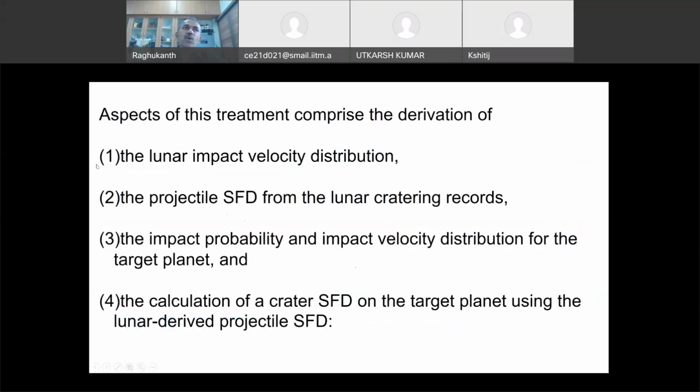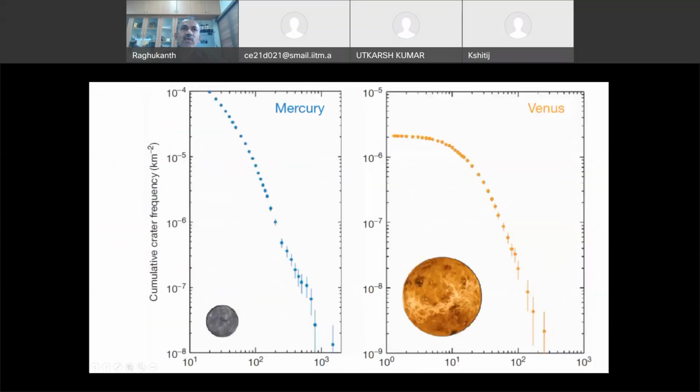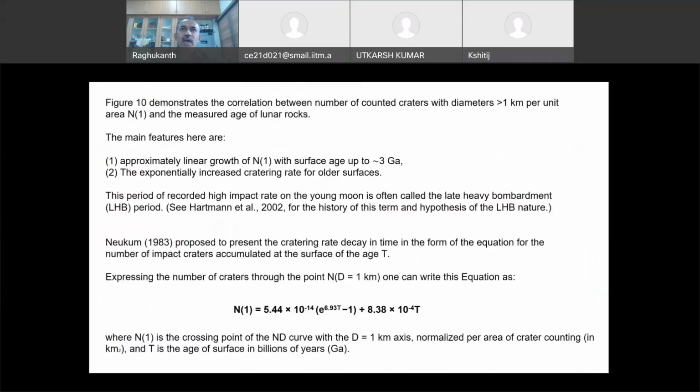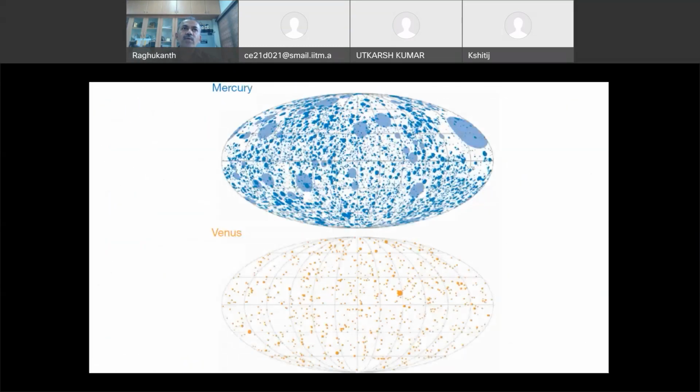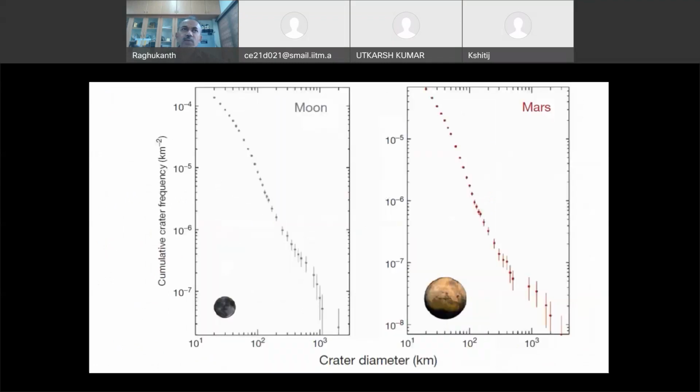The first one is the lunar impact velocity distribution. From the Moon, I know this graph, age versus cumulative crater frequency. I know this graph very well for the Moon. Now I want to translate this graph to other planets, like Venus or Mercury, where we don't have much idea. So how do I translate? For this, we have to have the 4 steps. That graph is from the craters, basically.